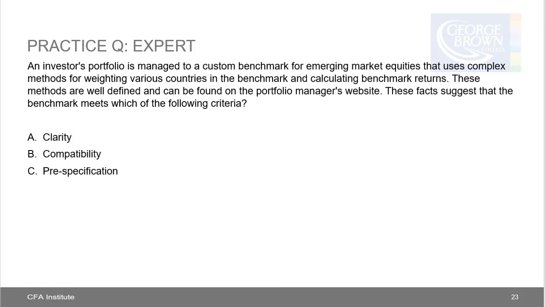A quick question from the ecosystem at the expert level, and the question is: an investor's portfolio is managed to a custom benchmark for emerging market equities that uses complex methods for weighting various countries in the benchmark and calculating benchmark returns. These methods are well defined and can be found on the portfolio manager's website. These facts suggest that the benchmark meets which of the following criteria? A, clarity, B, compatibility, or C, pre-specification.